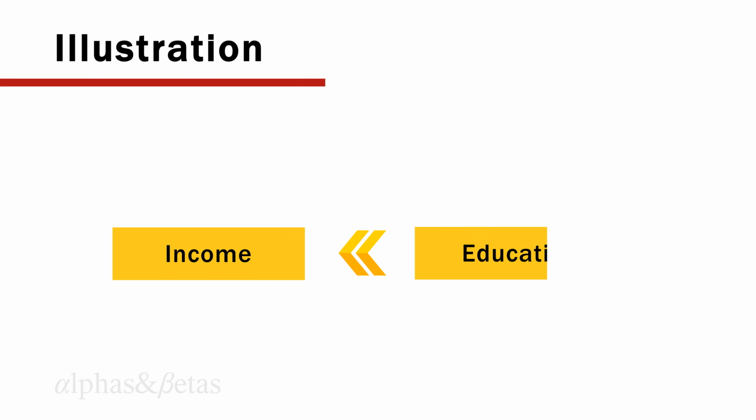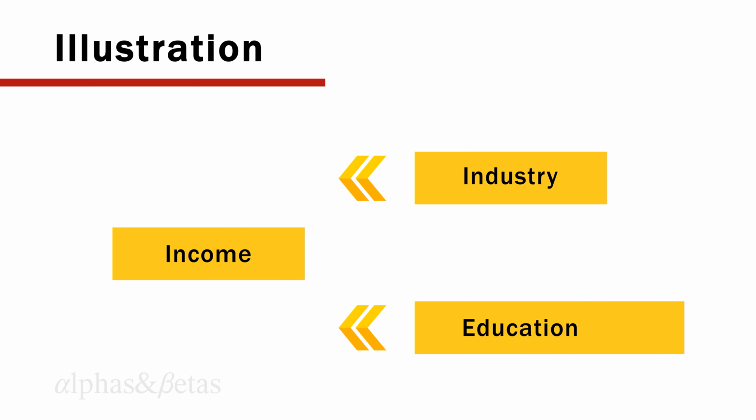Suppose we want to know the factors that determine income. We believe that education is important. We also believe that the industry in which you work is important. If we want to know just the effect of education on income, we don't want to confound it with the effect of industry on income.